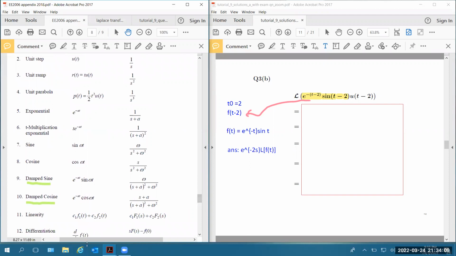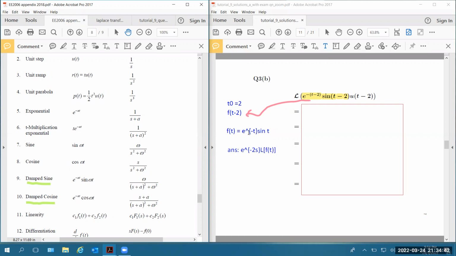Are you able to see? Can you see something like e to the power of something minus t and then sine t? Do you see it? Tell me what is the number of the formula? It's actually 9. Can you see it's then sine? It matches very well. This one is e to the power minus at sine omega t.